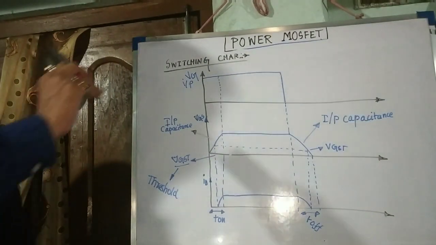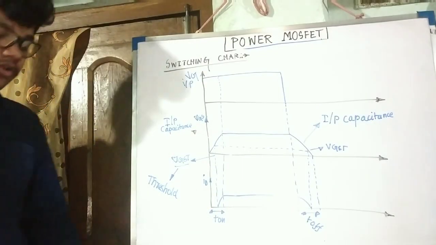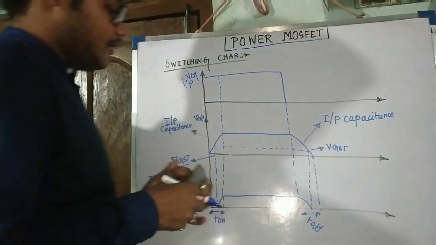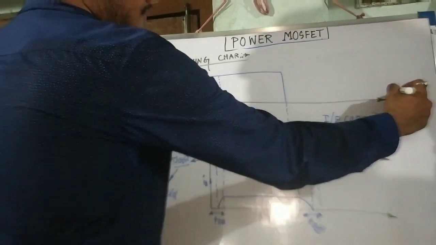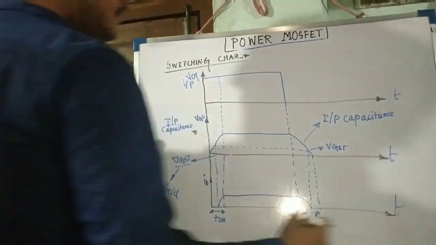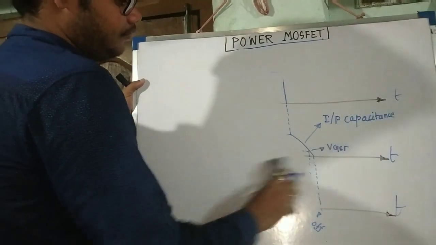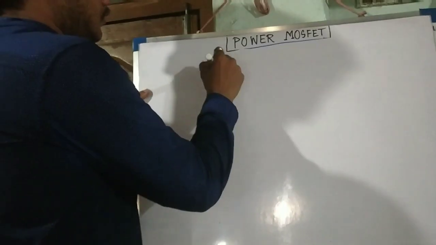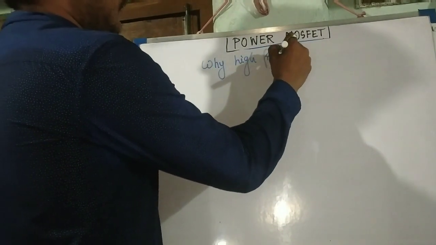Now let me explain why the power MOSFET is used for high switching frequency. Let me erase this. I think you have understood this waveform, which is with respect to time. Now first of all, why high frequency application?